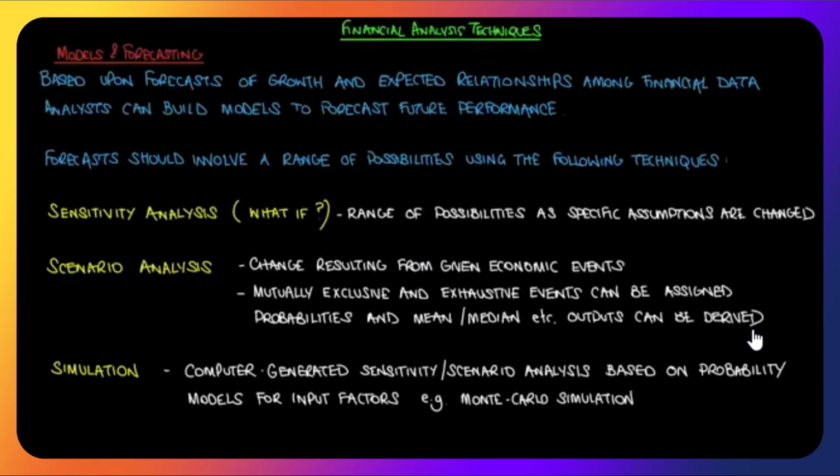Based on forecasts of growth and expected relationships among financial data, analysts can build models. Your classic, let's take sales. Once we have sales, we'll use our expected relationships, our ratios. If I know what my typical operating margin is and I can forecast sales, I can forecast my operating profit. Given sales, I know what percentage of sales receivables is. I can start to build the balance sheet. How might I do that? Start to use days of sales outstanding and so on. And that will get you to a forecast.